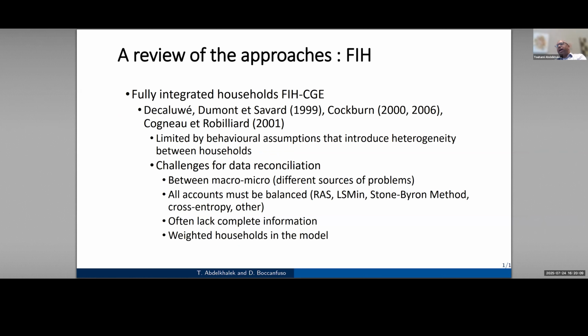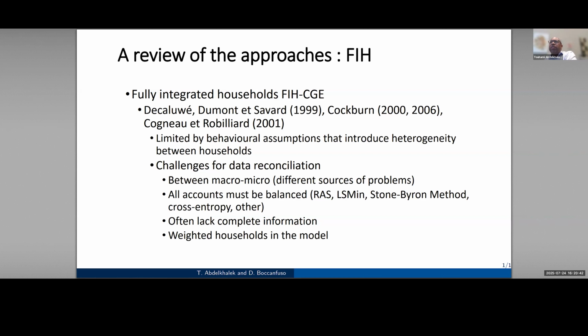It was introduced by our colleagues from the PEP network and others from the DIAL network. It's a research center attached to Paris 1, and several universities. It's Denis Cogneau and Anne-Sophie Robilliard and others. And the other authors are from the PEP.